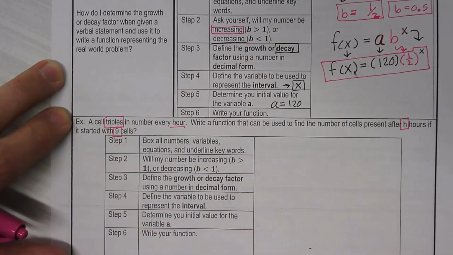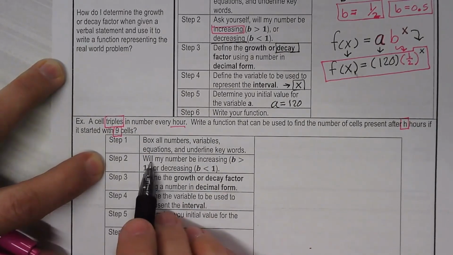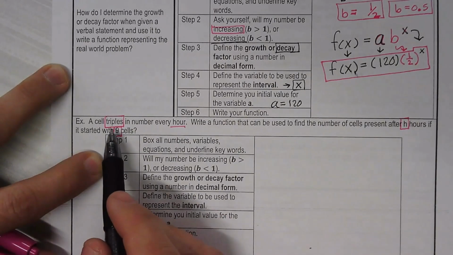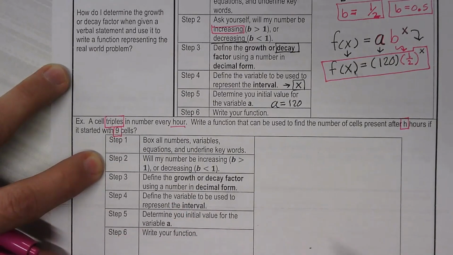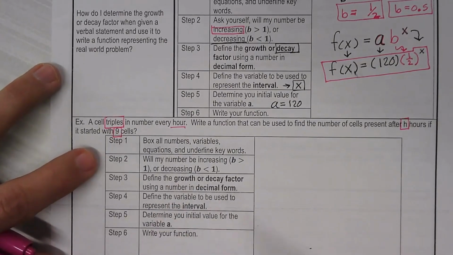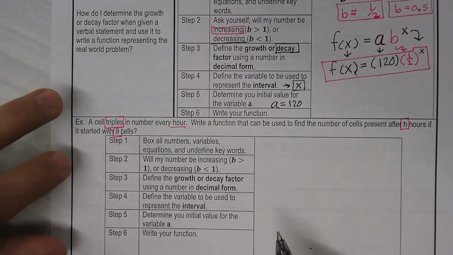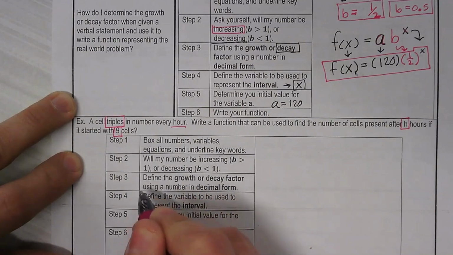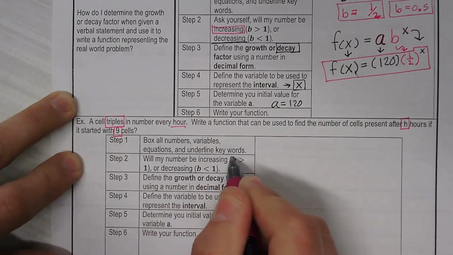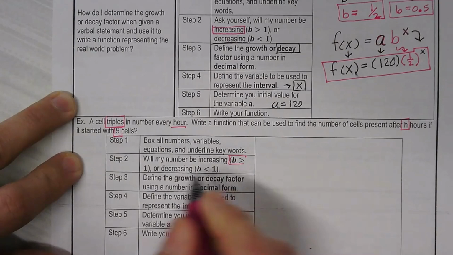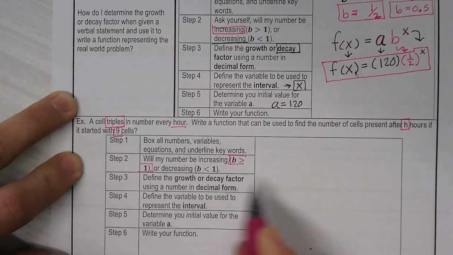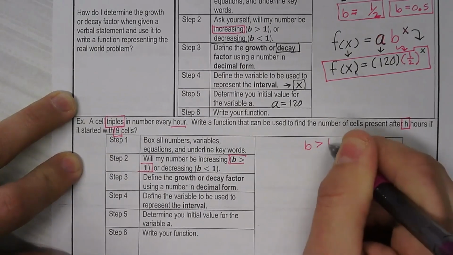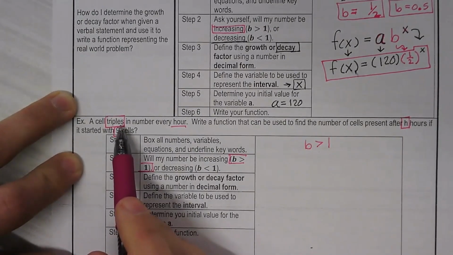Well, I've done that. Step 2, will my number be increasing or decreasing? Well, since it says it triples every hour, that means it's going to increase. It's going to get bigger 3-fold. That's what triple means. So in this case, I'm actually going to box increasing. B is going to be greater than 1, right? So I'm going to write that down right here. My B is going to be greater than 1. How do I know? Because it says it triples.